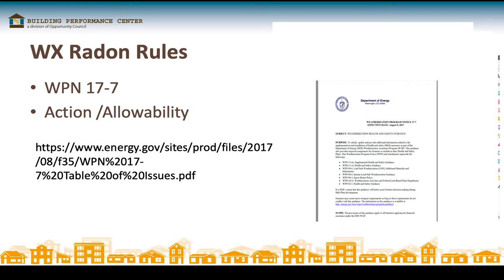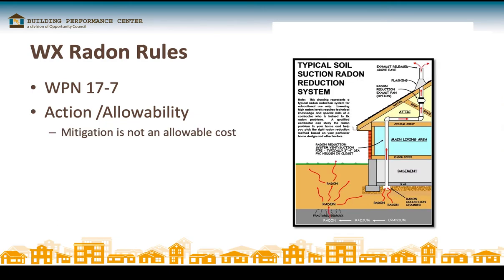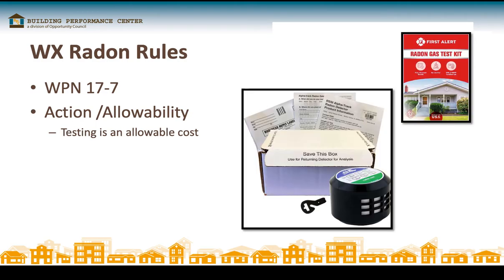It also says that in homes where radon may be present, the work scope should include precautionary measures based upon the EPA Healthy Indoor Environment Protocols for Home Energy Upgrades to reduce the possibility of making radon issues worse. So we're not allowed to do mitigation, but we are required to do the precautionary measures in areas with high radon potential. Mitigation is not an allowable cost. Testing is an allowable cost. I don't think anybody's really going to test in the DOE situation.